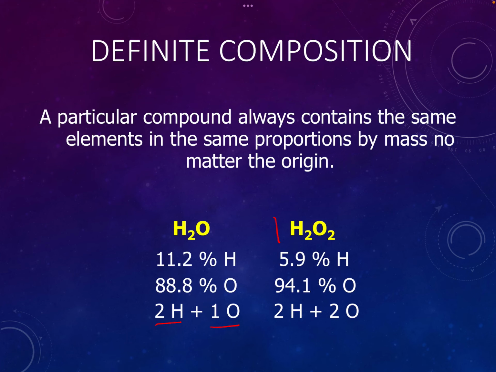If it's a different composition, let's say H2O2, it has a different ratio by mass. Do you see these percentages changed? So H2O2 is called hydrogen peroxide. Instead of having a 2 to 1 ratio of hydrogen to oxygen, it has a 2 to 2, or you can think of it as being a 1 to 1, right? This proportion changes. So if it's a 2 to 1 ratio, it's water. If it's a 2 to 2 ratio, it's hydrogen peroxide. So the law of definite composition states that water will always be H2O. Hydrogen peroxide will always be H2O2.